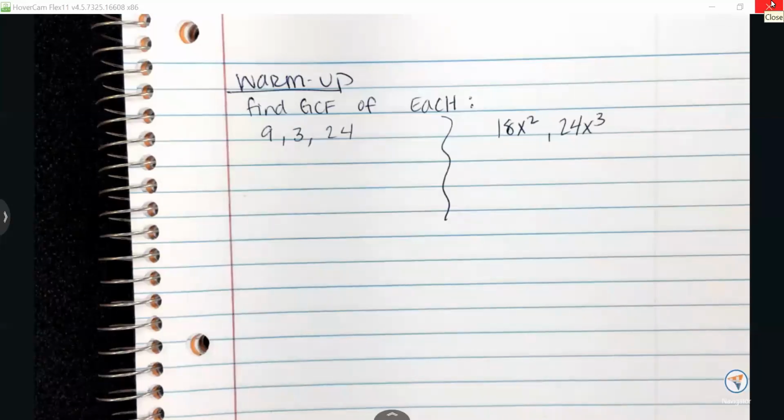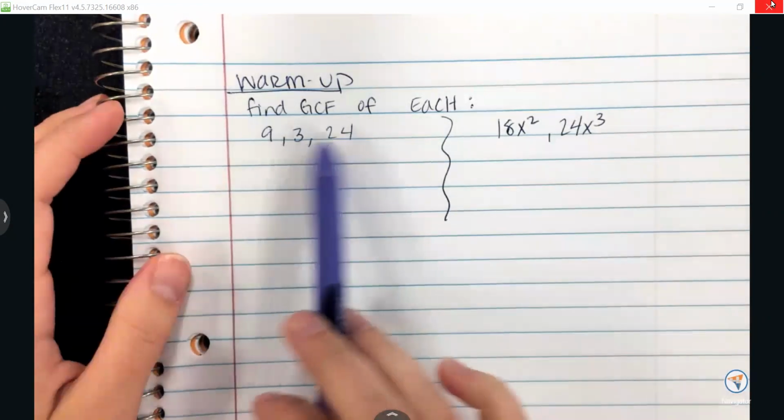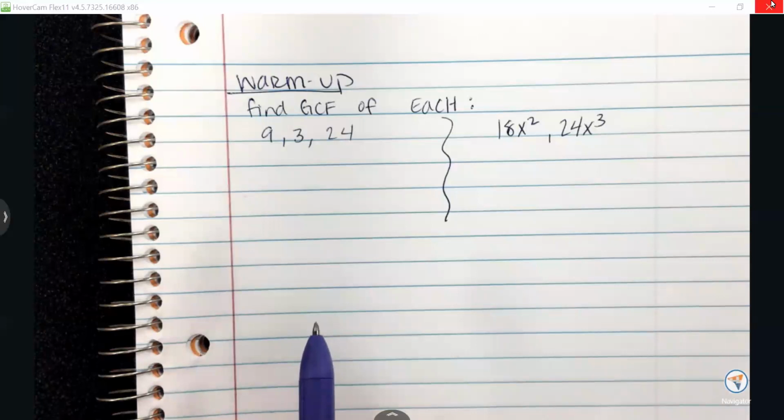All right, so finding the GCF. If you don't have to make a table, then don't, because I promise if you have to make a table for every single problem, you will not finish your test next Friday, okay? Some of these numbers are going to be small enough that you should be able to see what the number is. So 9, 3, and 24. Let me show you how quick this problem could have been.